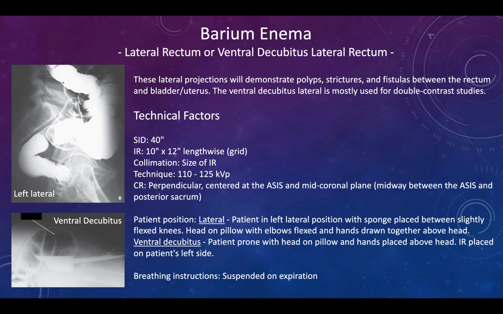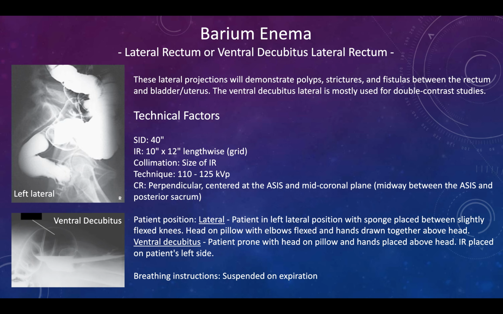Now we get into our lateral images. These are going to help demonstrate polyps, strictures, fistulas between the rectum and the bladder/uterus. The ventral decubitus lateral is mostly used for double contrast studies. So this is going to be a 40-inch SID. We're going to use a 10 by 12 lengthwise cassette. We're going to collimate to the size of the IR. And we're going to use 110 to 125 kVp. The CR is going to be perpendicular, centered at the ASIS and the mid-coronal plane, midway between the ASIS and the posterior sacrum.